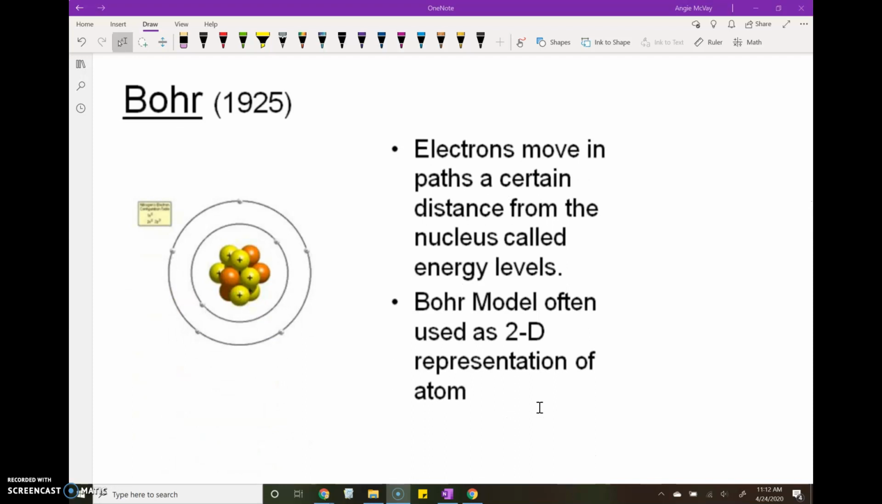All right, and then a few years later, our friend Bohr came along, and this is a model that you've seen a lot. He said that electrons can move in paths a certain distance from a nucleus that are called energy levels. And this is often used as our two-dimensional representation of an atom. So here we still say electrons move, but it's a little bit more complicated than that. They're not moving, they're existing at certain energy levels, and electrons have a certain probability of being in each of those energy levels. And I'll draw you a picture here in just a second.